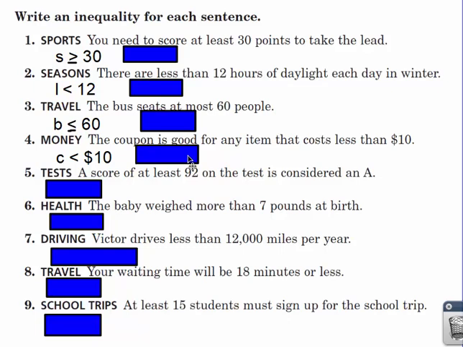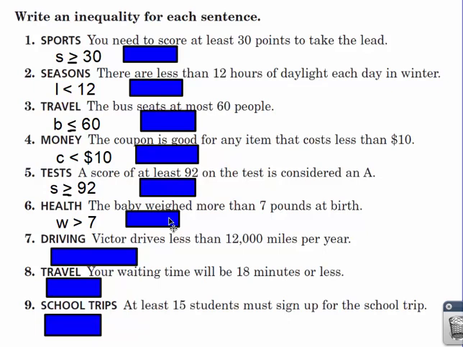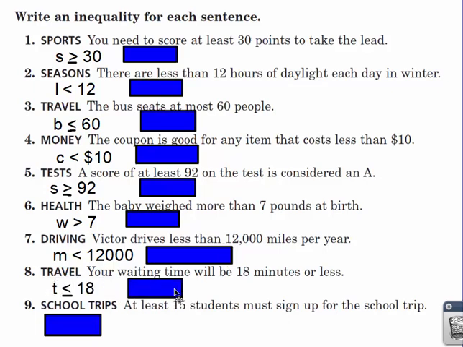Okay, number 5, a score of at least 92 on the test is considered an A. Well, the score's got to be at least, so score is greater than or equal to 92. The baby weighed more than 7 pounds at birth. Weight is more than 7. Victor drives less than 12,000 miles per year. Miles is less than 12,000. Your waiting time will be 18 minutes or less. Time is less than or equal to 18. And at least 15 students must sign up for the school trip. Students is greater than or equal to 15. And that's how you write an inequality statement.